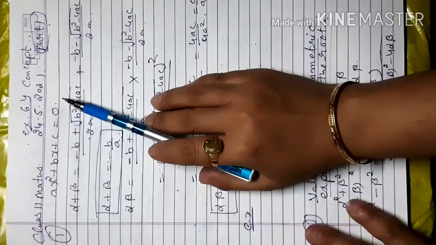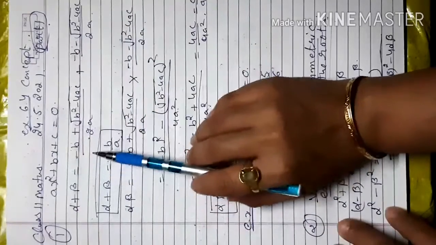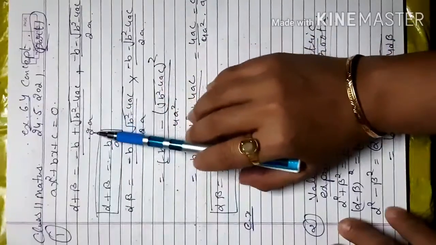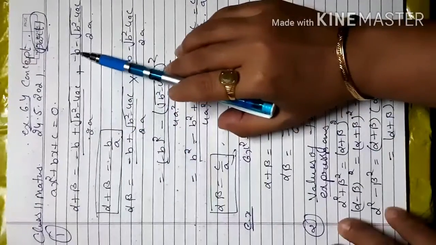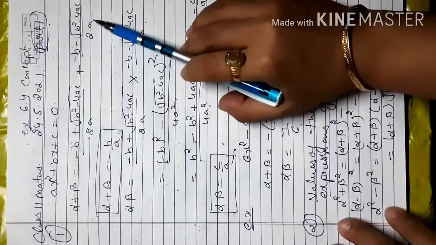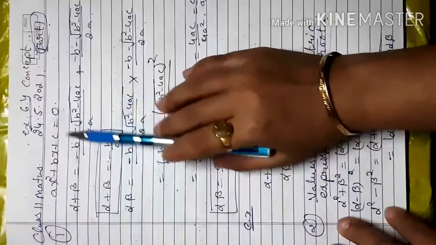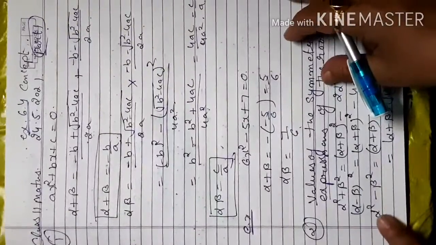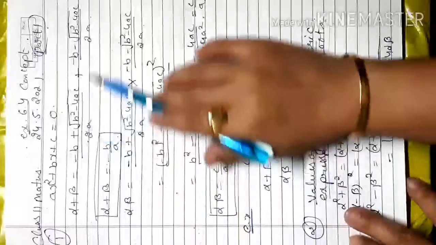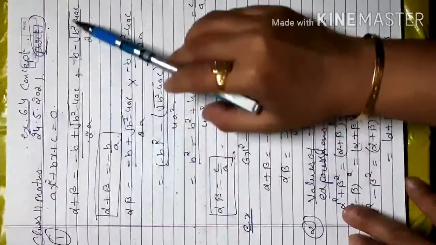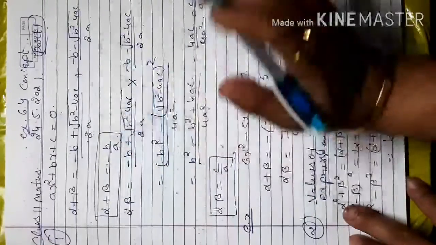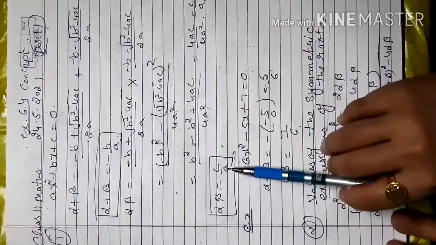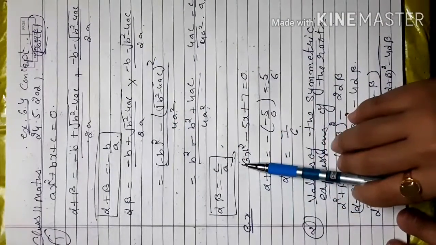In your previous exercise, when you solved this one, you got the two root values: minus b plus square root of b square minus 4ac by 2a, and minus b minus square root of b square minus 4ac by 2a. So we consider these as alpha and beta. These are the two roots of the general equation. But when you add these two roots, the square root part will be cancelled, only minus b by a is left. When we multiply these two roots, we get alpha beta is equal to c by a.